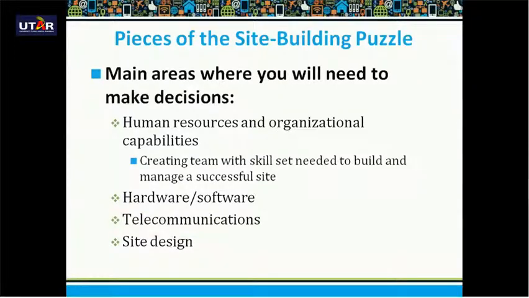So what to do? The main areas where you will need to make decisions, for example, are human resources and organizational capabilities. They need a team with the skills to build and manage a successful website. The second factor to consider is the software and hardware. The third is telecommunications infrastructure, and number four is the site design of your e-commerce website.